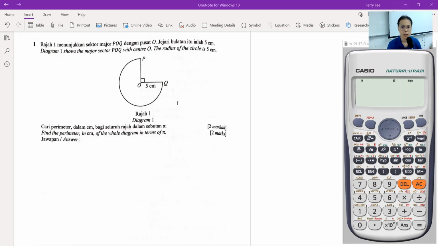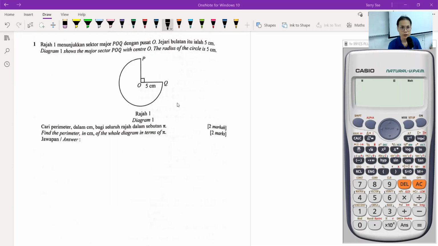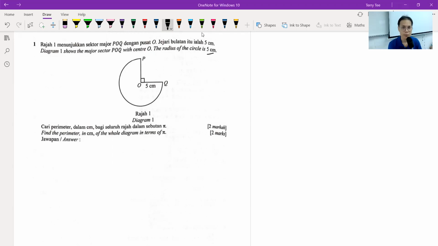So this is a question from the chapter Circular Measure, Form 5, chapter 1. You're supposed to find the perimeter of the whole diagram, given that this is major sector POQ with center O and the radius of the circle is 5 cm. It's very simple. If you know this angle over here is 90 degrees, the major angle here will be 360 minus 90, which gives us 270.